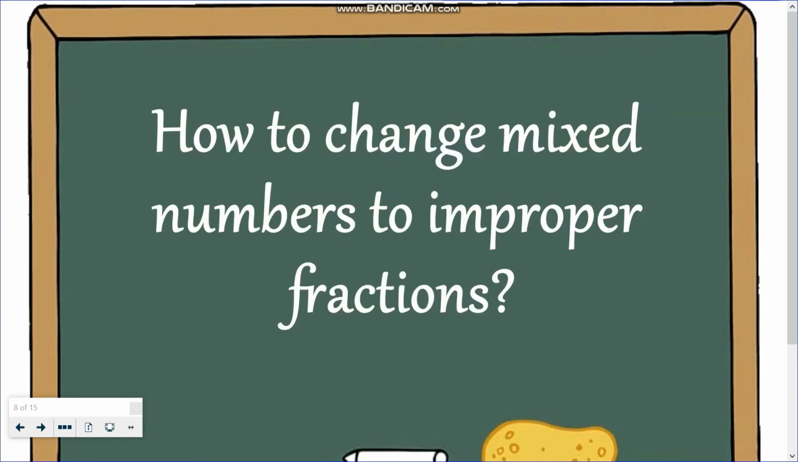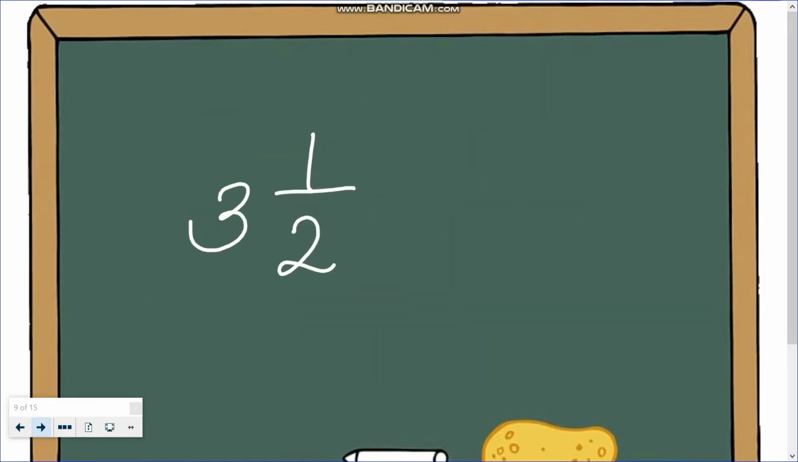Now the question is, how do we change mixed numbers to improper fractions without having those visual representations or pictures? Let's have an example: 3 and 1/2. The easiest way to change this to an improper fraction is first, you multiply the whole number to the denominator. Our whole number is 3. Our denominator is 2. So you're just going to multiply them. 3 times 2.